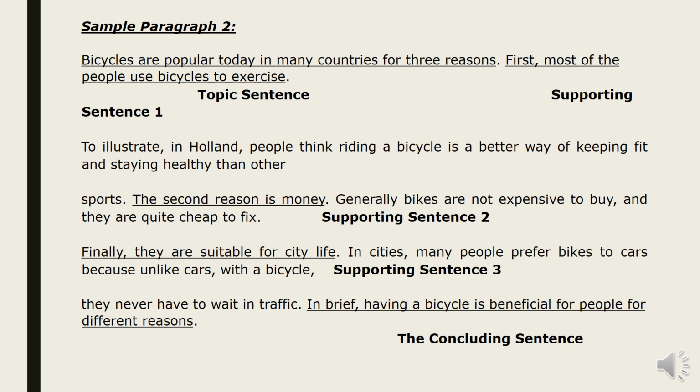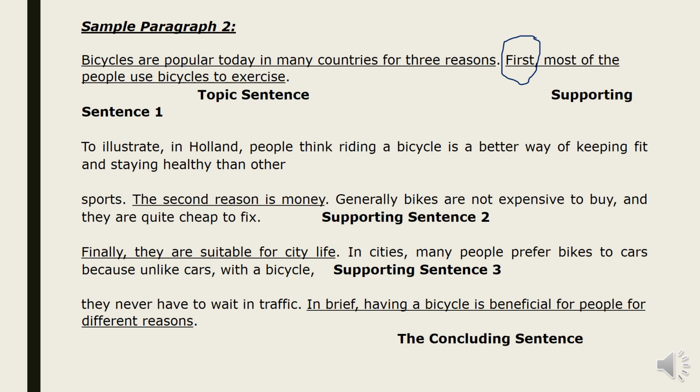First, so first is a transition here. This is very important. Most people use bicycles to exercise. This is the first supporting sentence. To illustrate, I have to give an example. I have to support this detail. How? By giving examples. In Holland, people think riding a bicycle is a better way of keeping fit and staying healthy than other sports. The second reason is money.